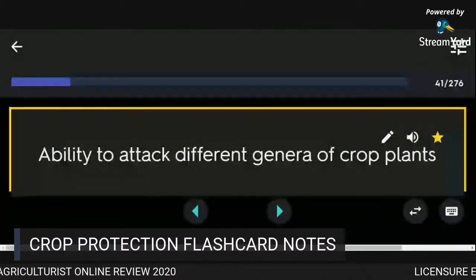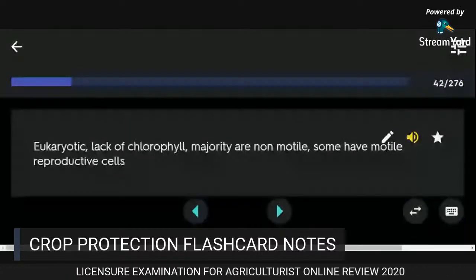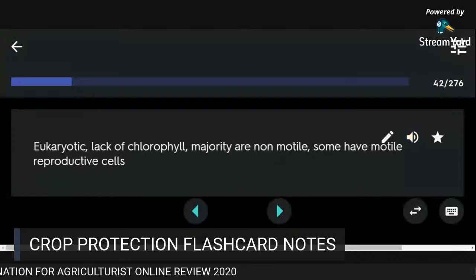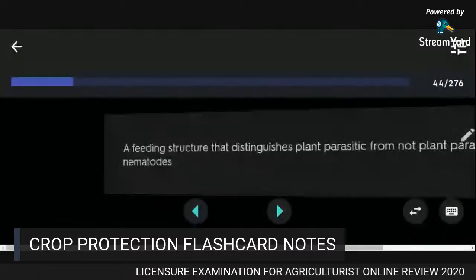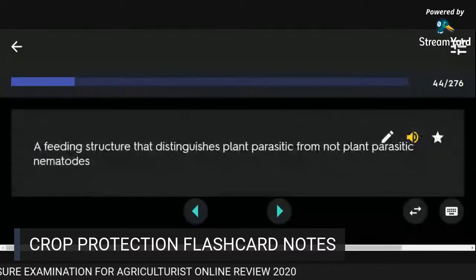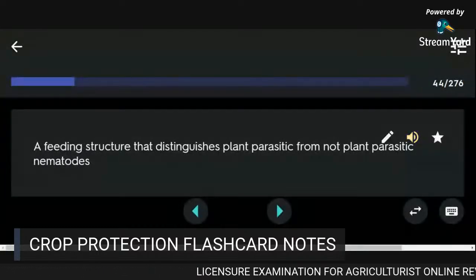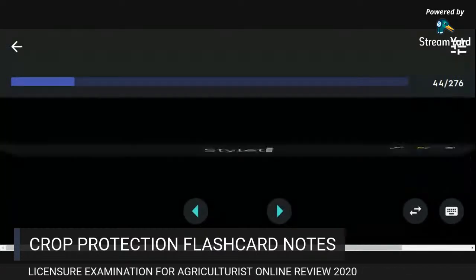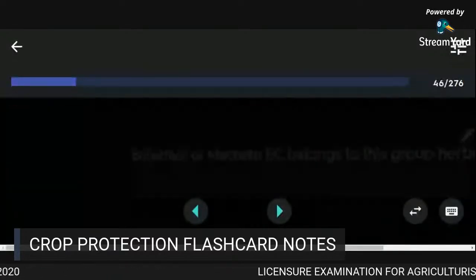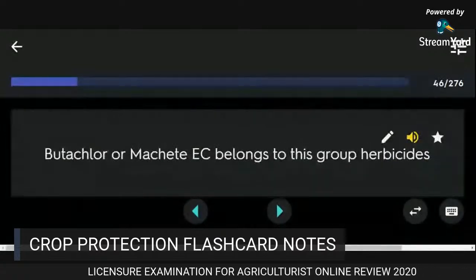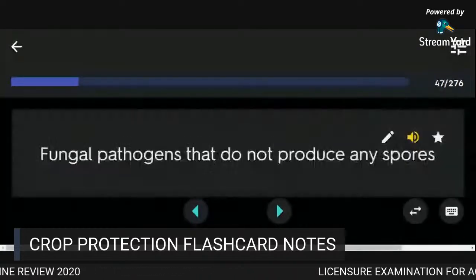A characteristic of a true fungi: eukaryotic, lack of chlorophyll, majority are non-motile, some have motile reproductive cells. Algae: not a fungi. A feeding structure that distinguishes plant parasitic from non-plant parasitic nematodes. Butachlor or Machete EC belongs to this group of herbicides: amides.